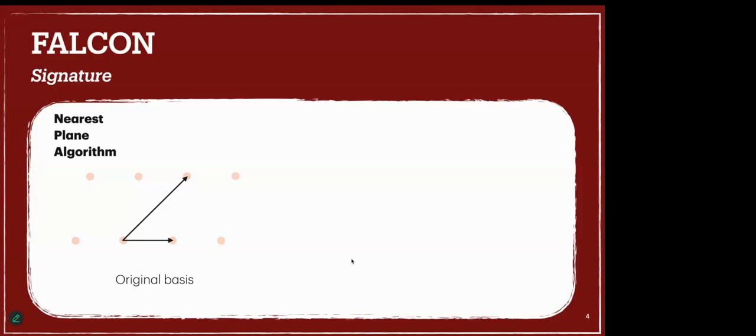We'll start by explaining how the nearest plane algorithm works, since it is a simpler version of Falcon in some sense, and it is the basis of the design of Falcon. So in the nearest plane algorithm, we start with a basis of our lattice, here in dimension 2. We then compute the Gram-Schmidt orthogonalization of this basis, which gives us an orthonormal basis of the ambient space, but not a basis of our lattice anymore.